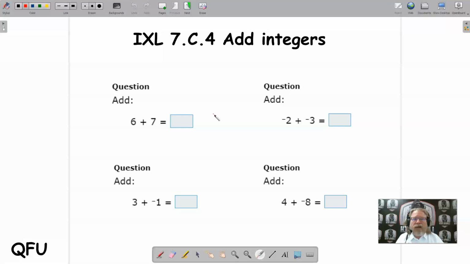Hello, this video is for IXL activity 7.C.4 where we're going to add integers together, and our 3-character code for this activity is QFU, or Quebec Foxtrot Uniform.